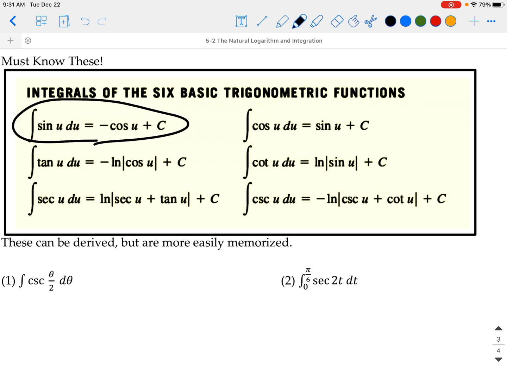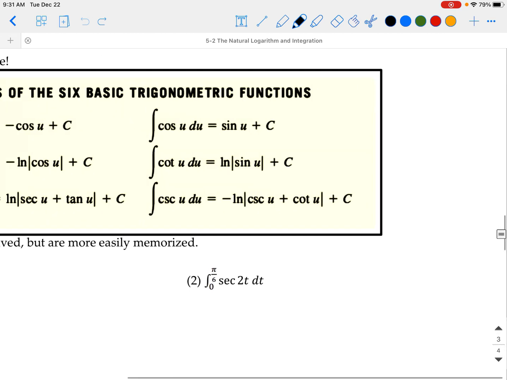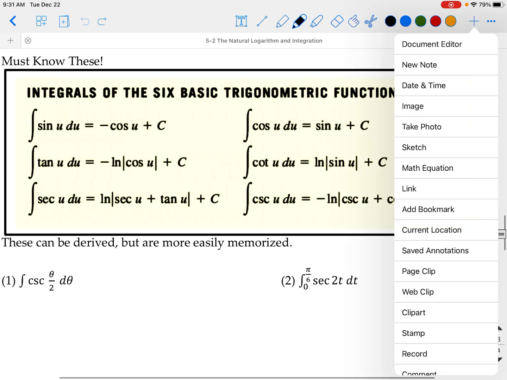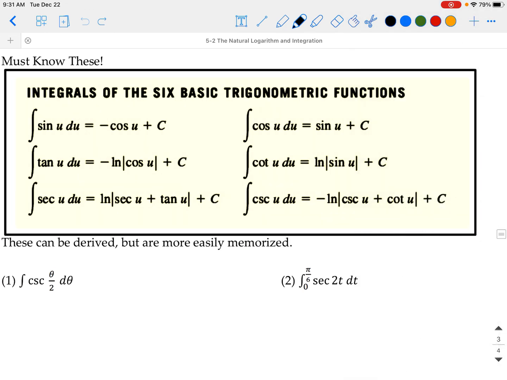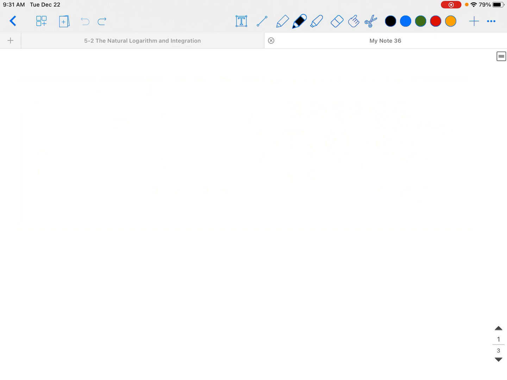The first two you know, sine and cosine. So we've worked with those since chapter 4. But now we're going to add in the remaining trig functions, so tangent and cotangent and secant and cosecant, and how we can integrate them using the natural log function. So let's go ahead and derive one of these. So let's say we wanted to do tangent.